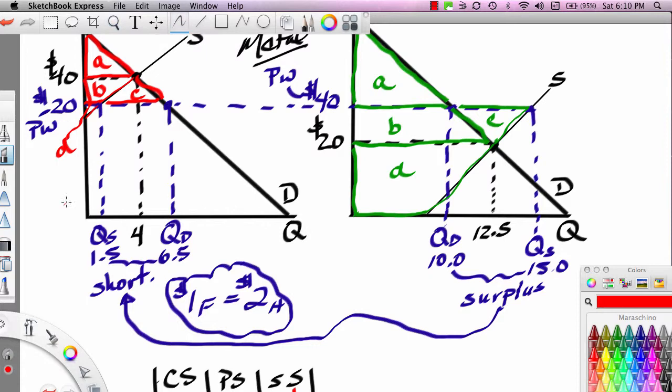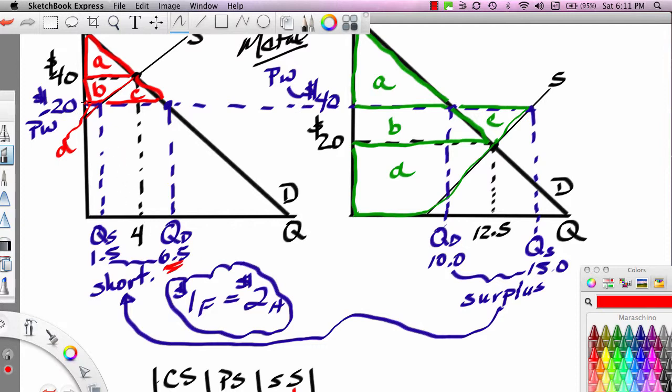Consumers get A, B, and C. Why? Because they get above the price line, which is 20, and below the demand curve. Consumers consume all the way out to 6.5, right here. So consumers are getting above the price line, below the demand curve, out to 6.5. Okay? So the consumers will get A, B, and C.